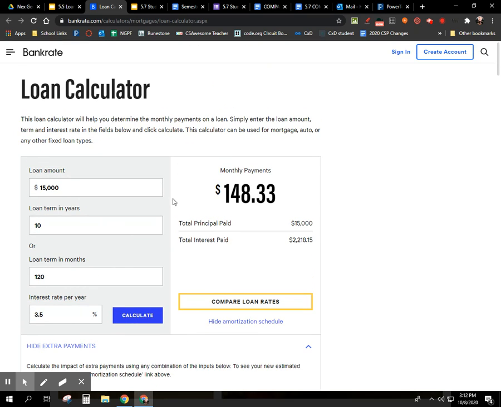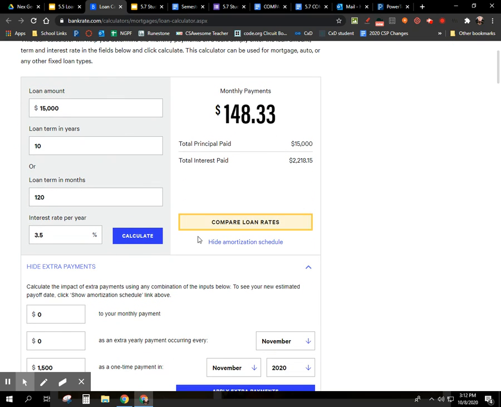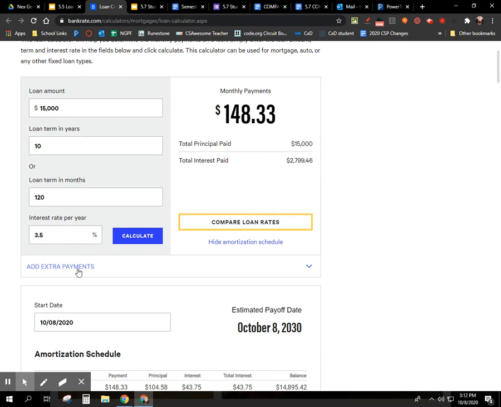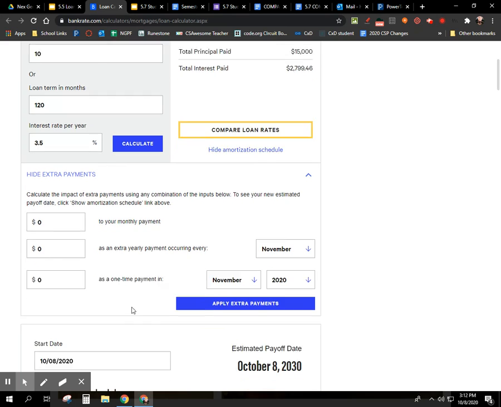So this is how you use a loan calculator, and the extra payment section is really important to see how much money you can save in interest by being able to apply extra payments.